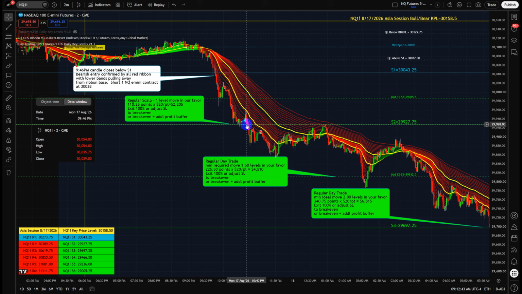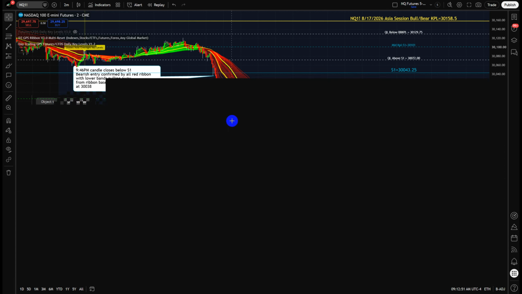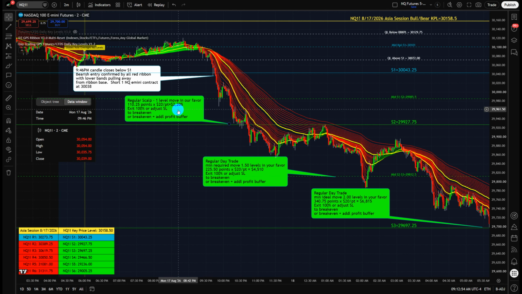So on the hit of S2, what you're doing at that point, if you're only trading one contract, is you're either going to exit 100% of your position here on a hit of the scalp move down one level in your favor, or you're going to adjust the stop loss to break even, what your executed price of the short was, or break even plus adding an additional profit buffer.